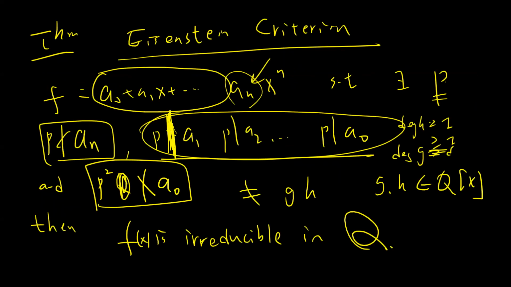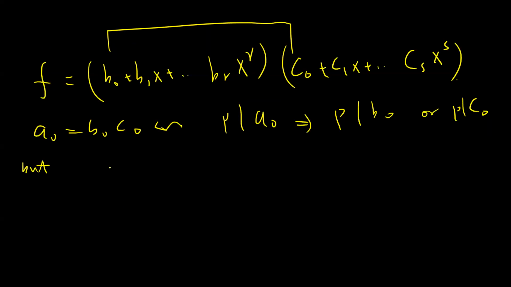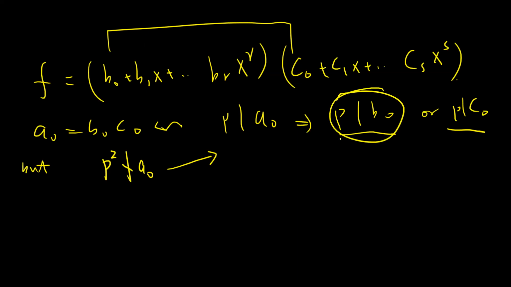But I also know that p squared does not divide a0. So that means I have another condition, that p squared does not divide a0, which tells you that there's only one possibility: either p divides b0 or p divides c0. Both cannot happen. So let me suppose p divides b0.